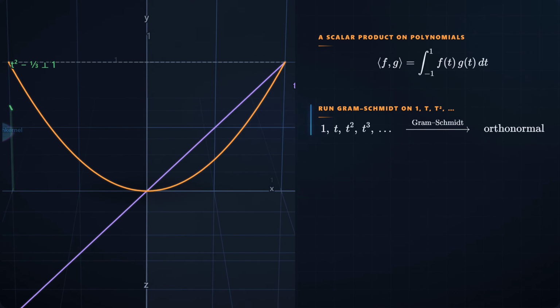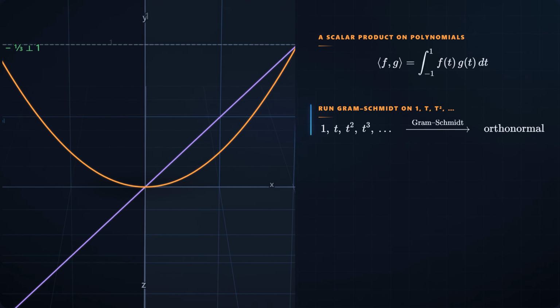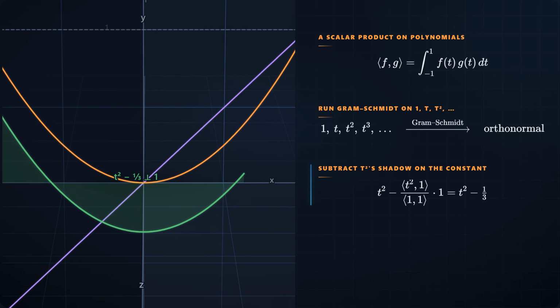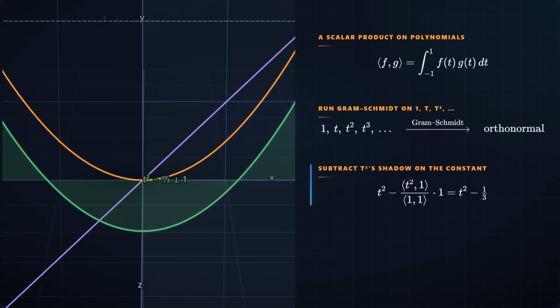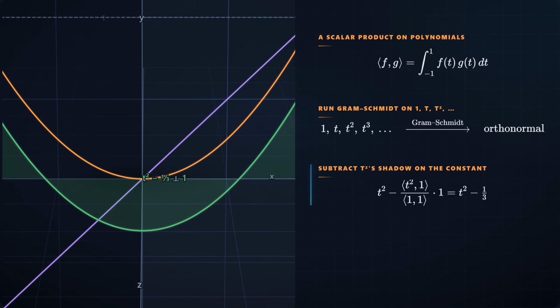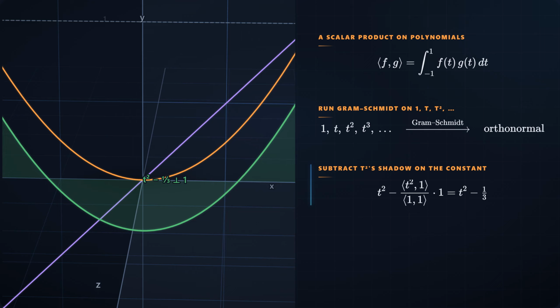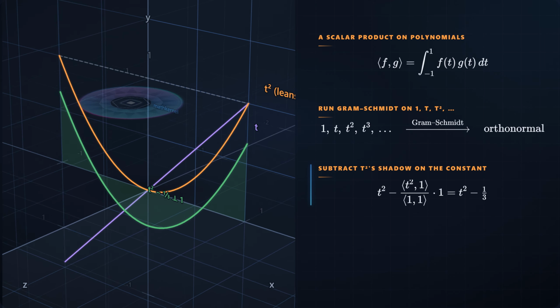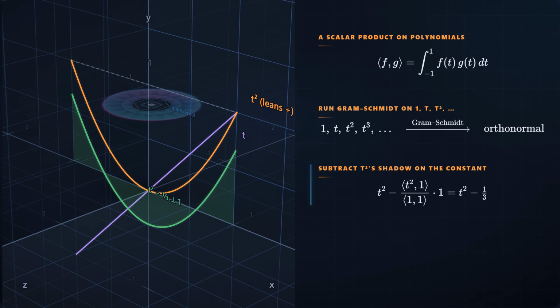And the fix is the same atom as always? The very same. Subtract the shadow. The projection of t squared onto the constant is 1/3, and subtracting it gives t squared - 1/3, which now has equal area above and below, perpendicular to the constant. Watch it drop into balance.